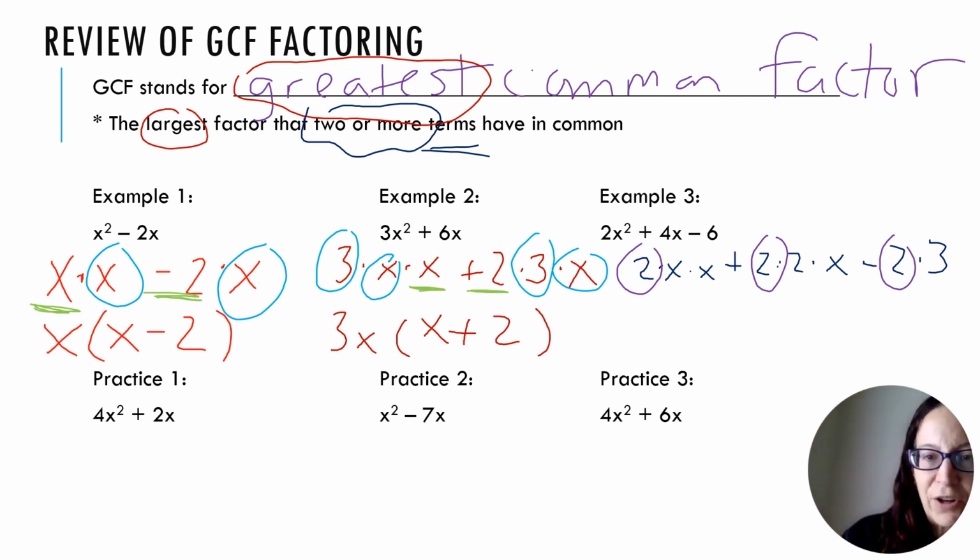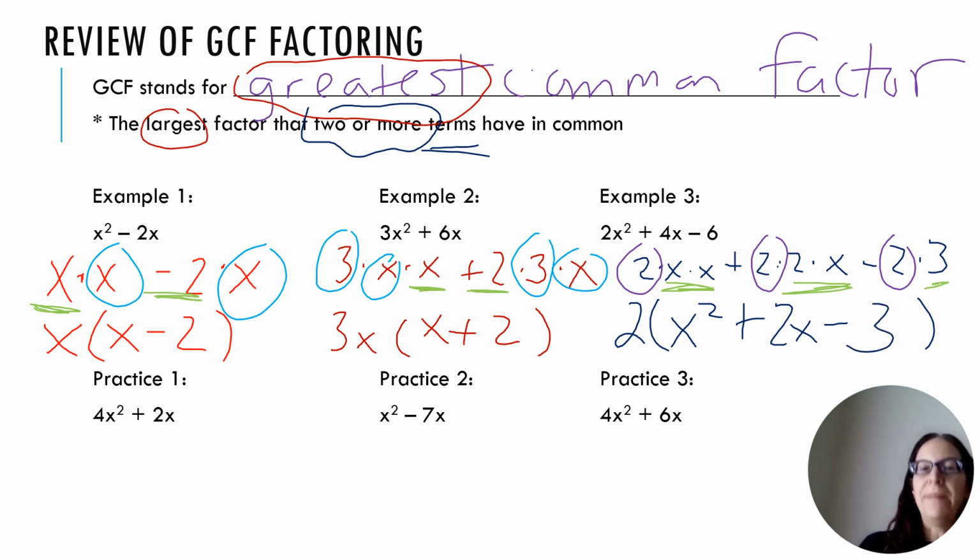When I factor out that 2, I am left with x times x, which is x squared. And here I have 2 times x, which is 2x, and then a minus 3. So this is what we mean when we say factor out the GCF. Okay, that's what we mean.